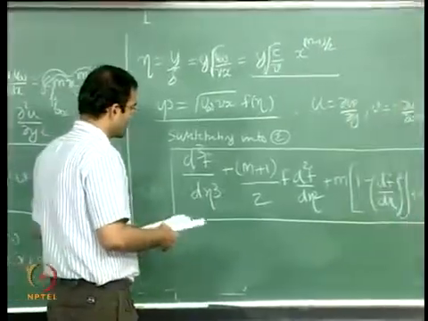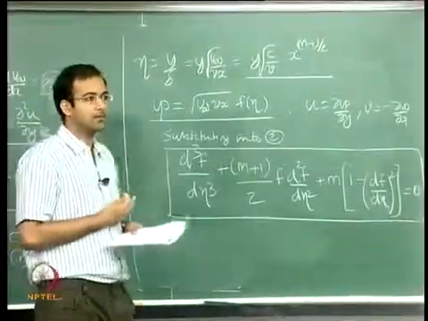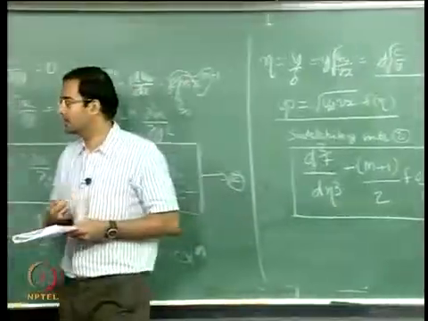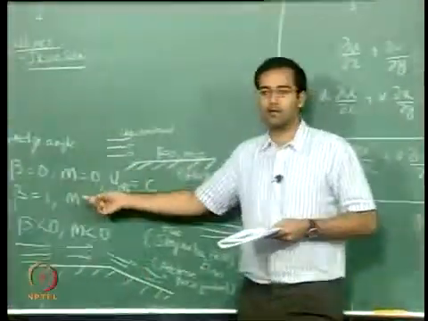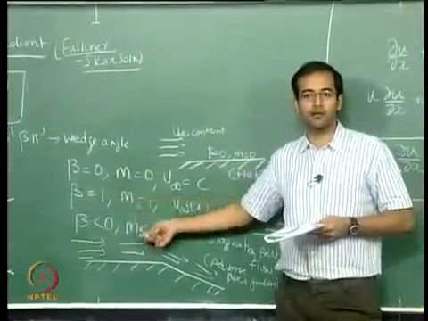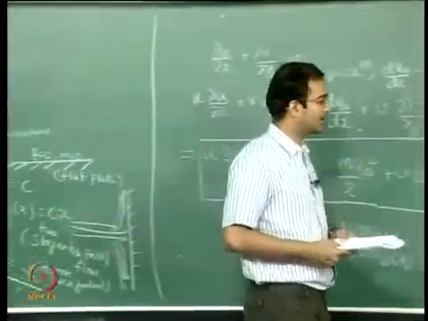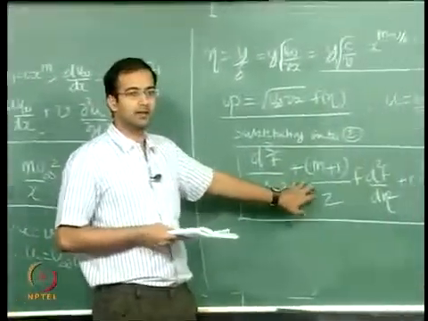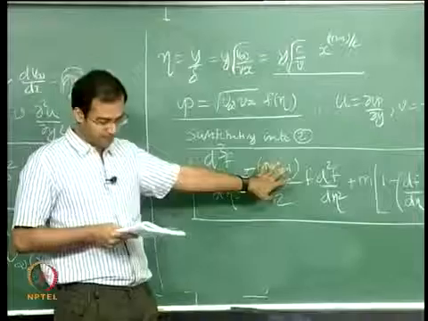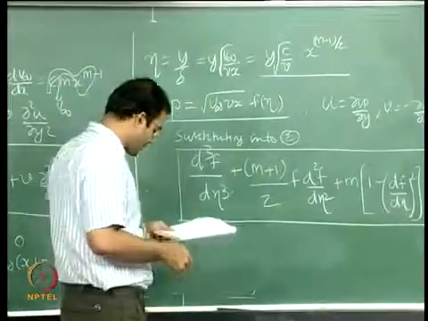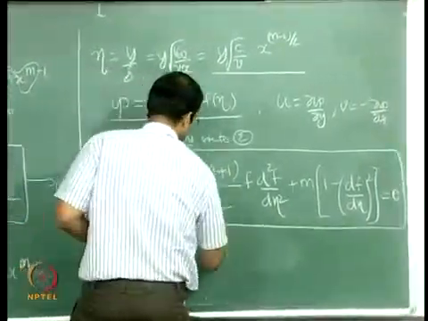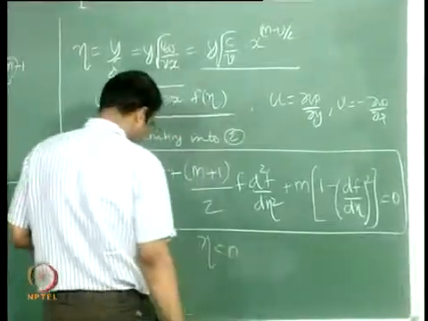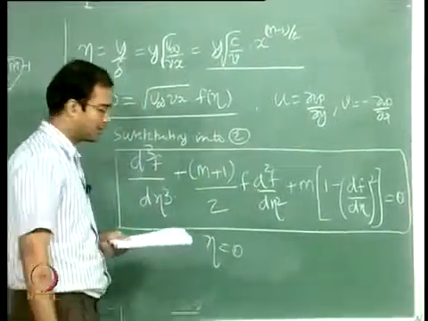So all kinds of problems can be approached in this manner. You can put any value of m that you are interested in for that particular configuration and get the similarity profiles for that particular configuration. So this is a function of m right here. So what are the boundary conditions? The same boundary conditions that we have used for the Blasius solution apply here.